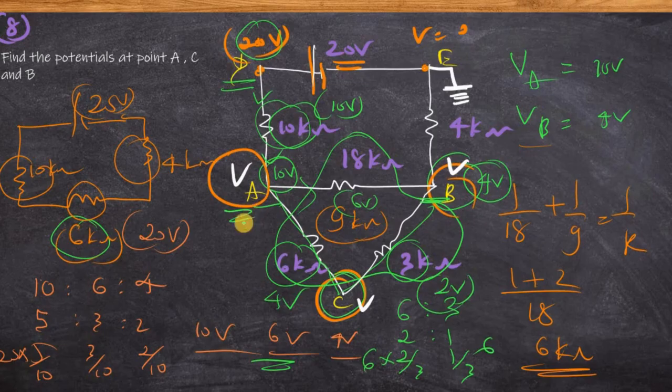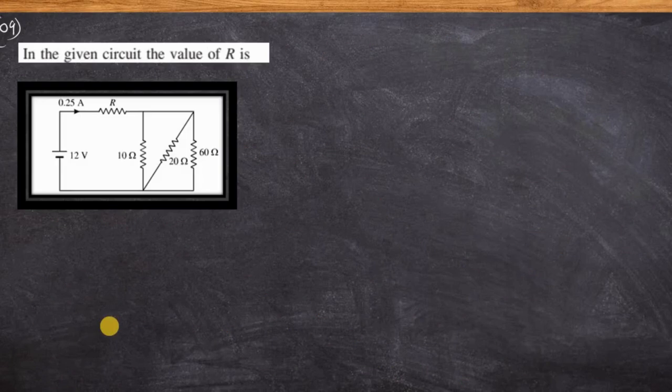So potential here is 10. 10 minus 4, the potential at C will be 6 volt. So we see 6 volt. Right, we have all the answers. If you have got to the answers, that's great. You know theories. Right, we are in our 9th question.